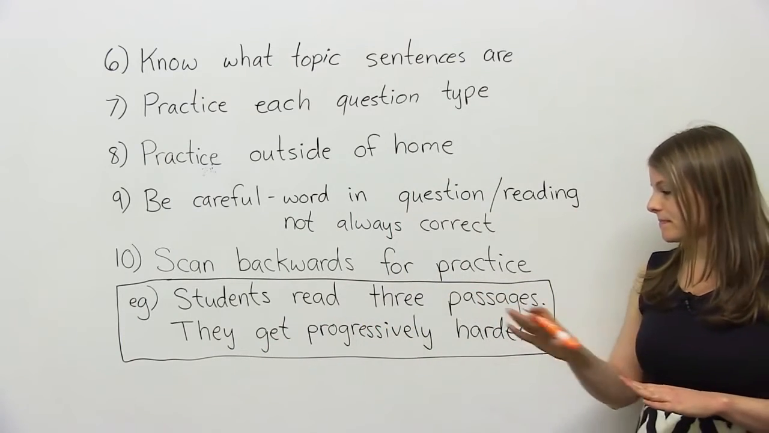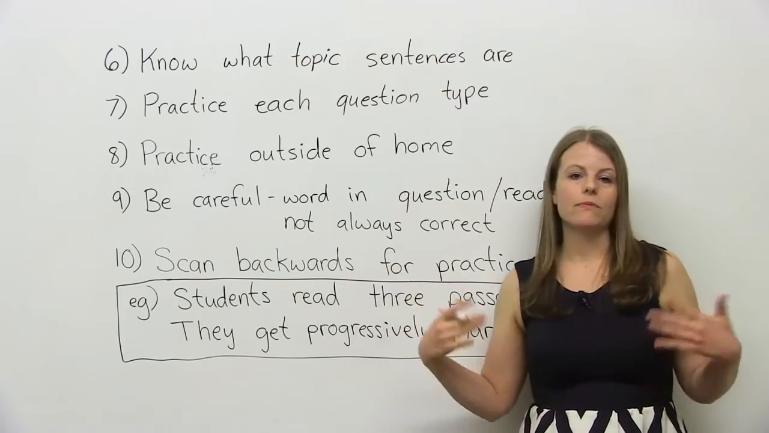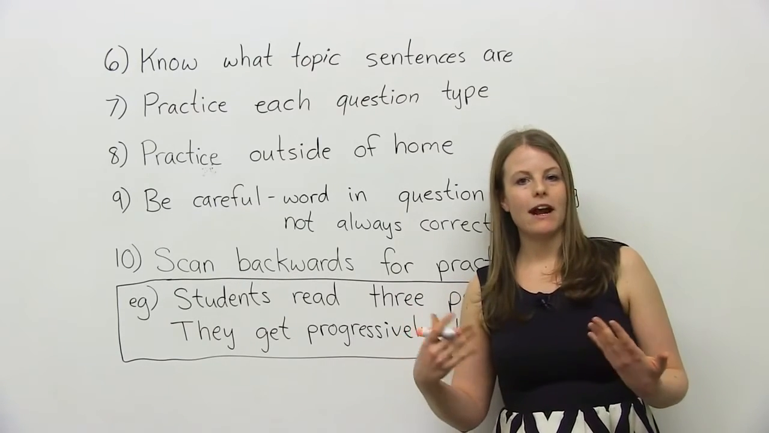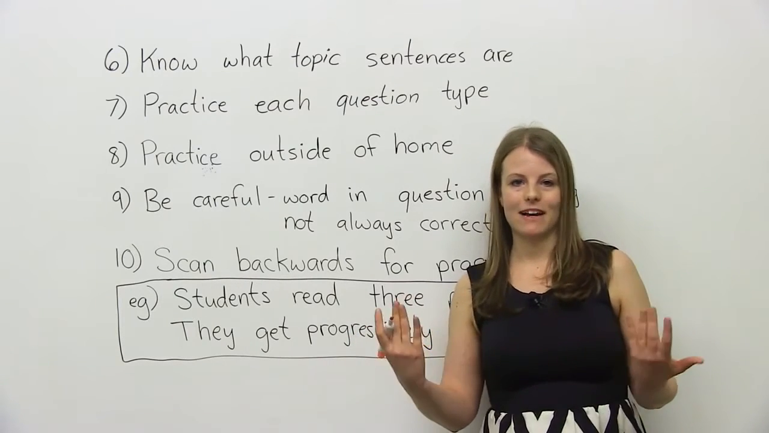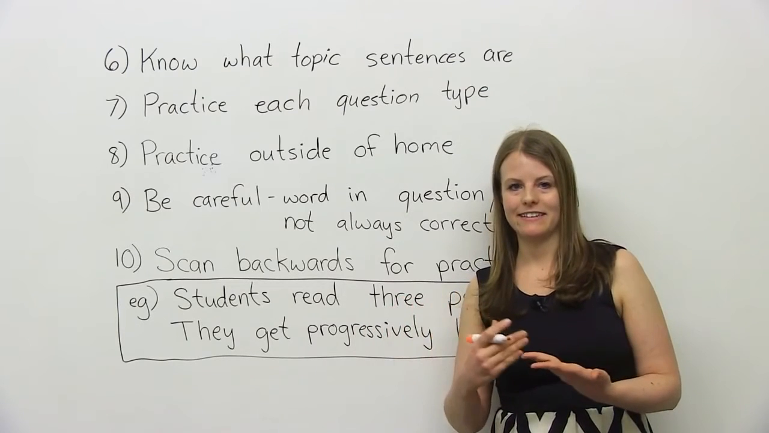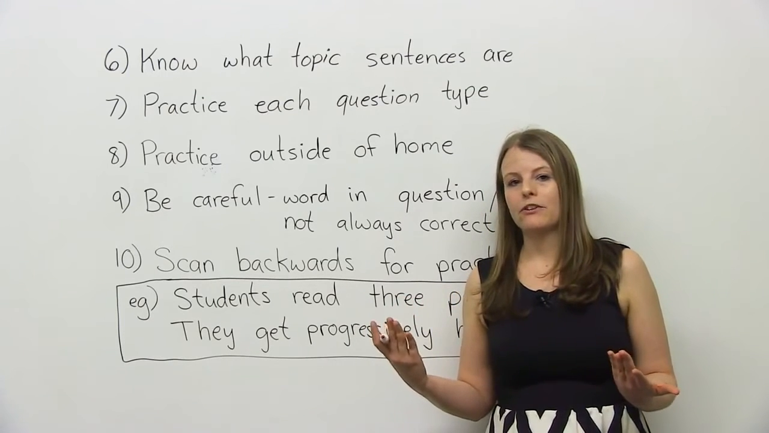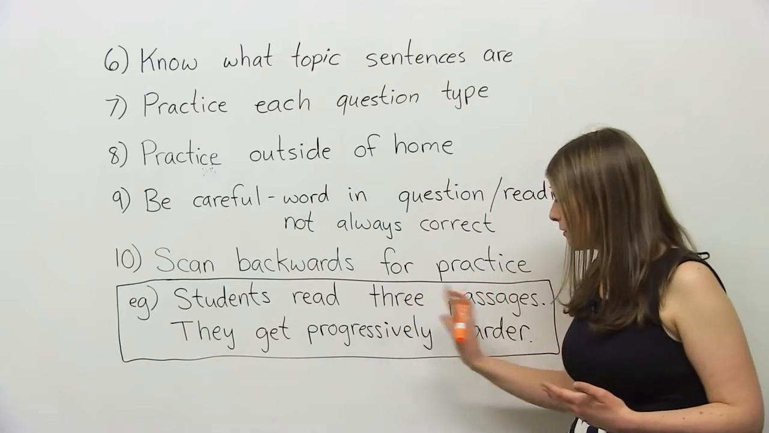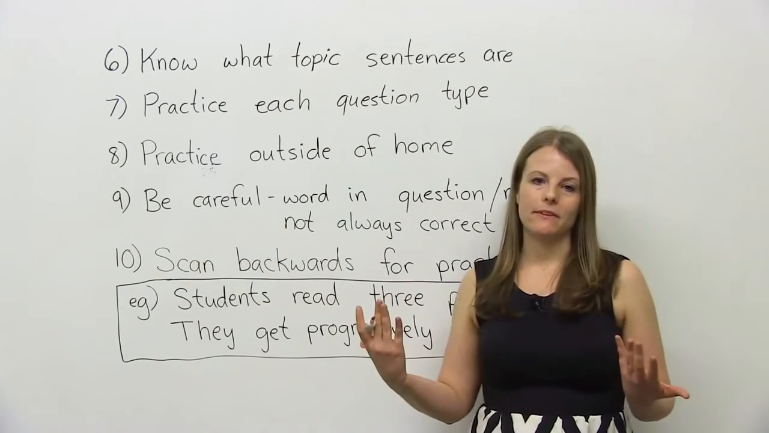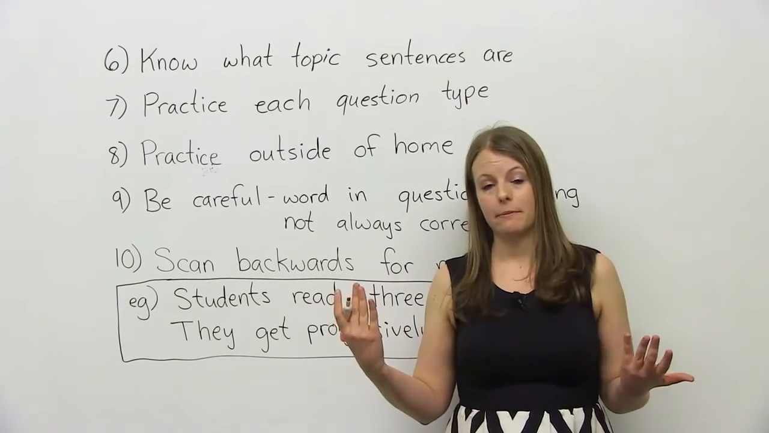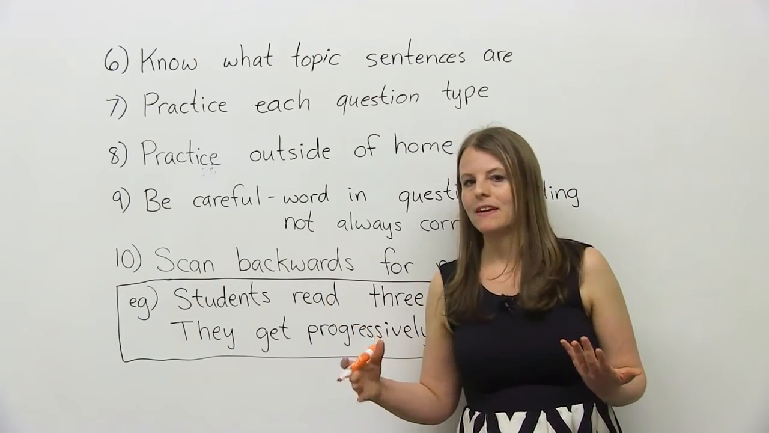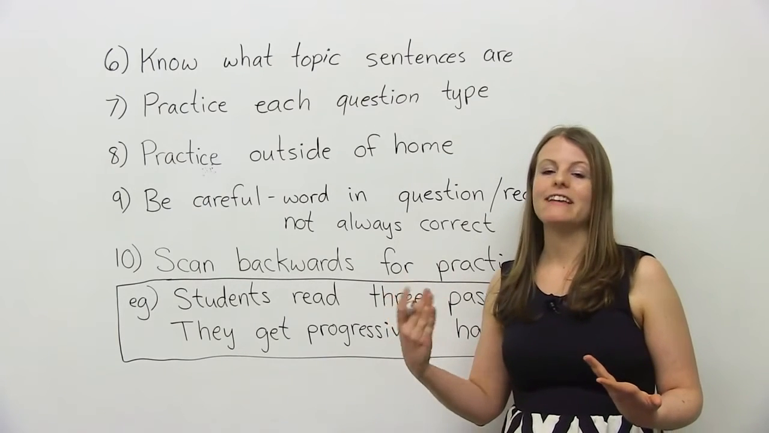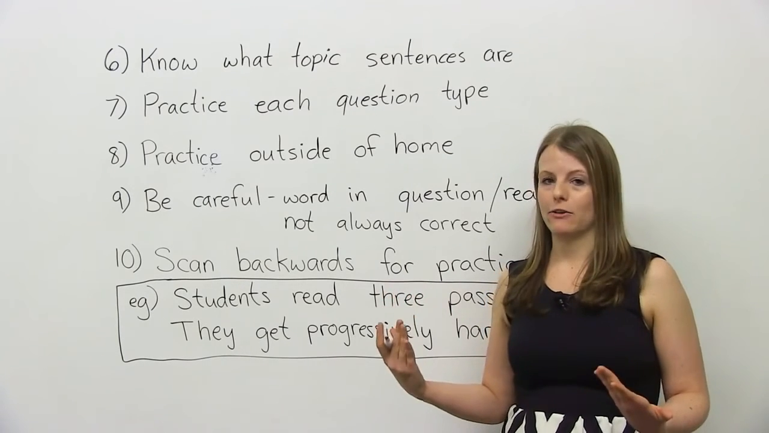So if you see the word in the question and the reading passage, it's not necessarily the correct answer. Number 10. Okay, this is something we're going to practice together now. It's good to practice skimming and scanning in general for the reading test. Scanning is where you use keywords and you just quickly look through the passage looking for a specific word or a specific piece of information. Okay? So one way to get good at scanning is to scan backwards.